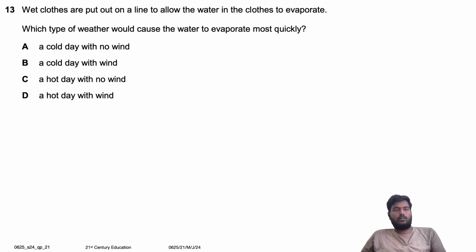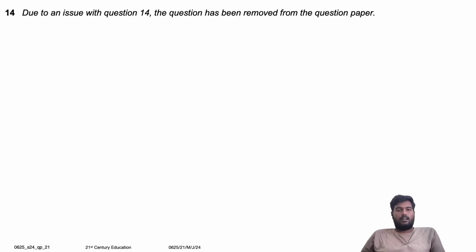Wet cloths are put out on a line to allow the water in the cloths to evaporate. Which type of weather would cause the water to evaporate more quickly? So it should be a hot day with wind. Why? The wind can carry more particles. So hot day with the wind. The common sense, yes. How lucky to have question 14 like this. Good.